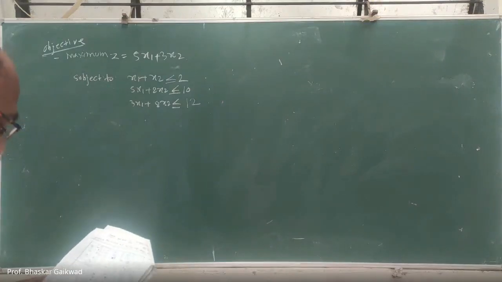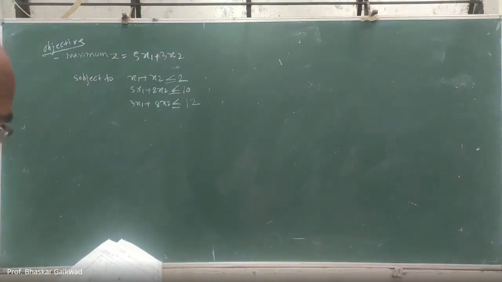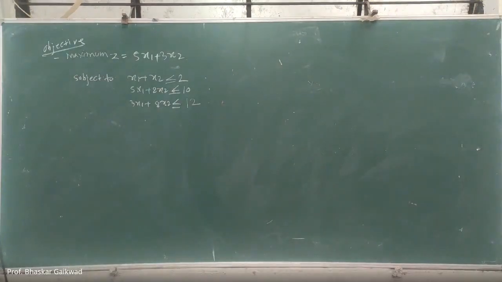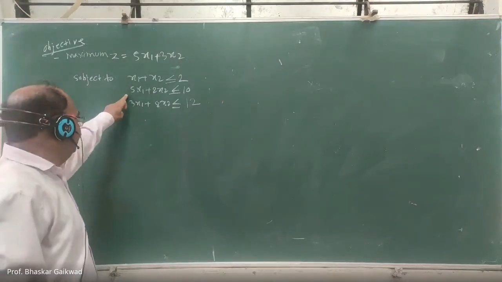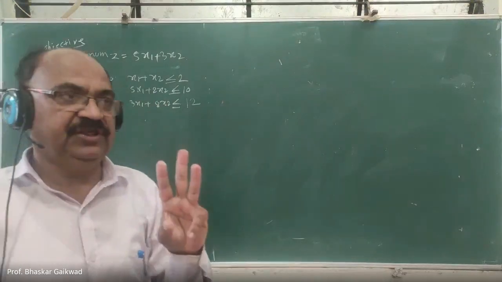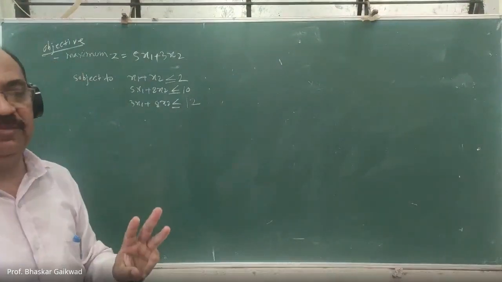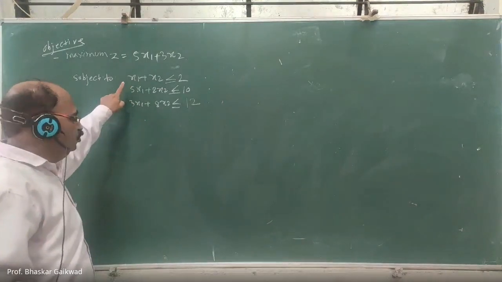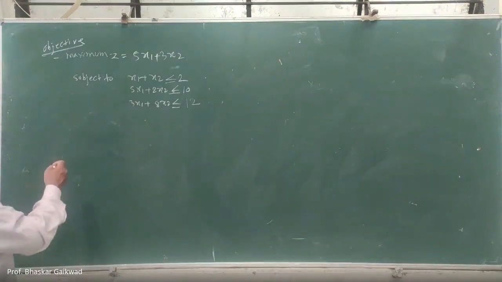Now here we have to go for adding three decision variables, that is S1, S2 and S3. Three variables, because there are three constraints, 1, 2, 3. So for three constraints, we have to add three slack or surplus variables, S1, S2, S3, in the equation.